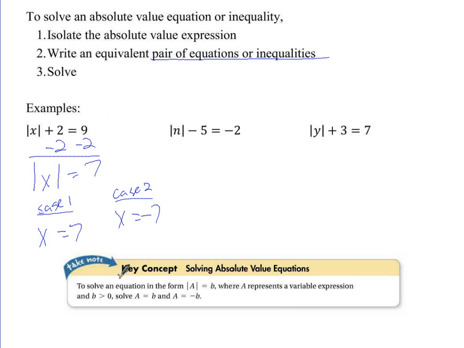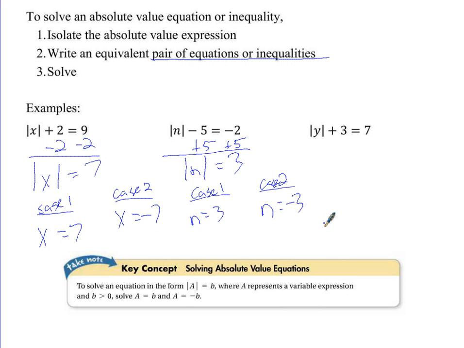For the second one, we're going to go plus 5 to both sides, and then we get absolute value of n equals 3. And then we're going to write case 1, case 2. And I do want you to write those. Case 1 will be the normal case. Everything you see is exactly the same, so I'm going to write n equals 3. Case 2 is the negative case. n equals, change the sign of the answer, negative 3.